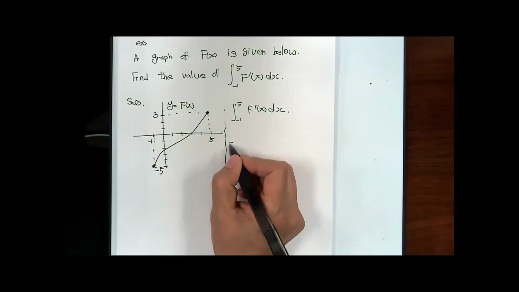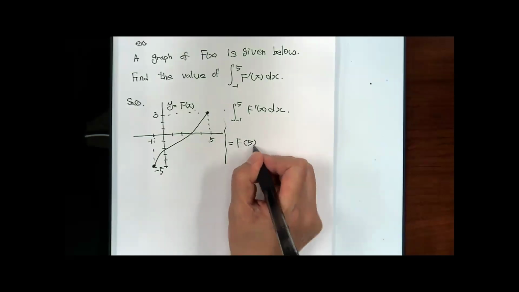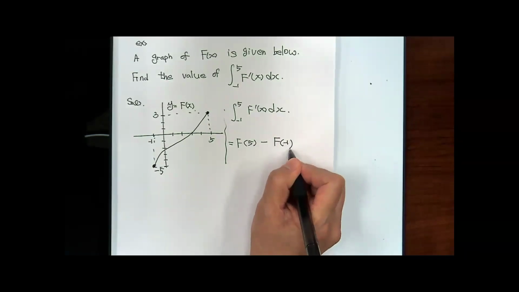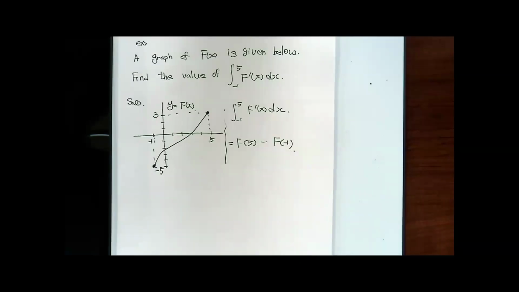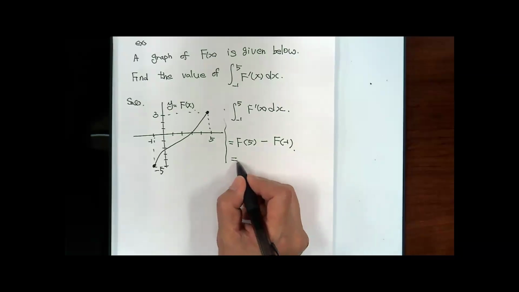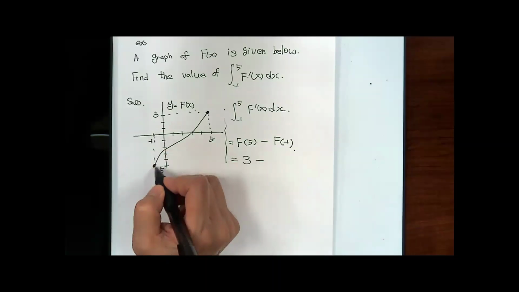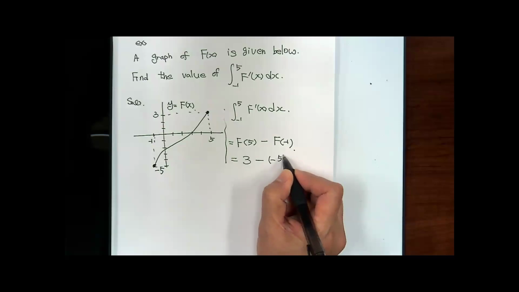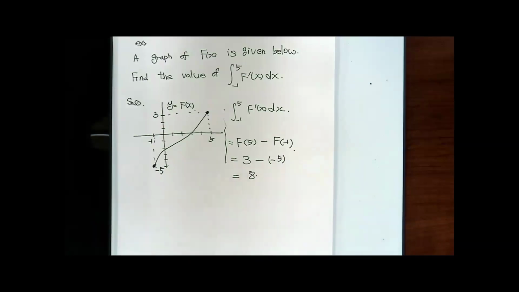When you apply the net change theorem, you will have F of 5 minus F of minus 1. F of 5 is 3 and F of minus 1 is minus 5. Therefore, we will end up getting 8. Do you have any question?